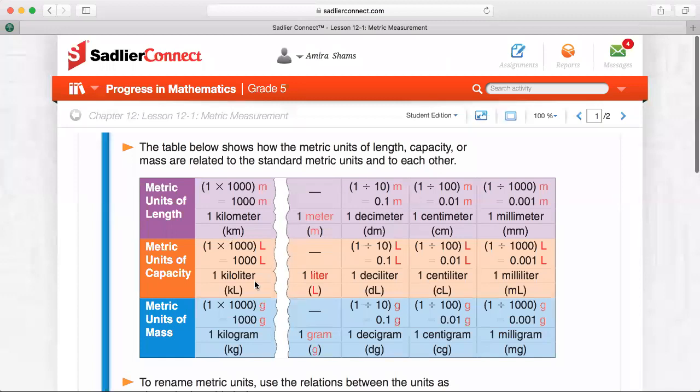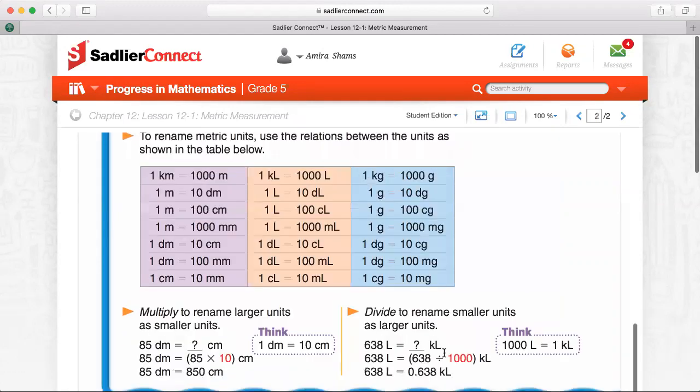Okay. Then I have metric units of mass. The greatest is kilogram and the least is milligram. In between the kilogram and the milligram, in order from greatest to least, I have gram and centigram. The most important part is that you must know the order from greatest to least. Okay, girls?